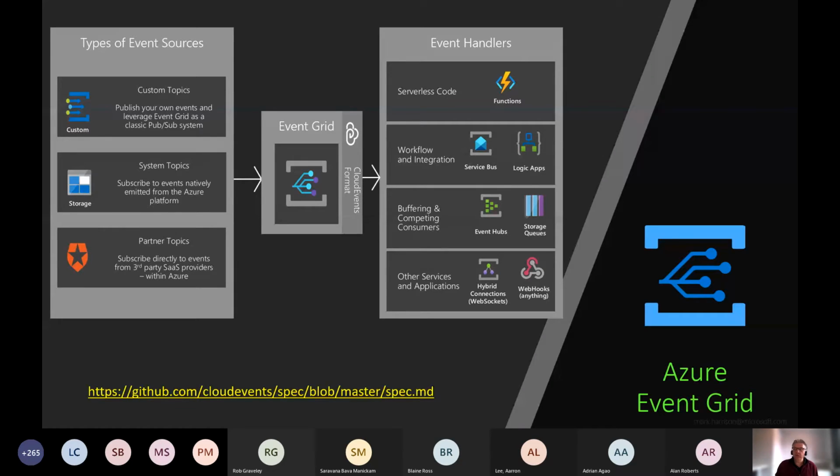And then on the right-hand side, you've got the subscribers to those events. This could be serverless code, functions, logic apps, webhooks, and there are a number of other things. The other thing to call out underpinning this now is CloudEvents 1.0. Event Grid was the first major event broker to support this standard. CloudEvents is a specification that enables common formats across event data, so it helps with interoperability across services, platforms, and systems.